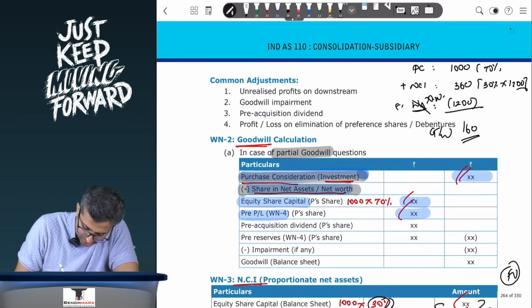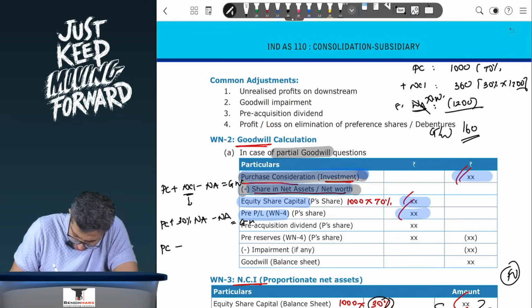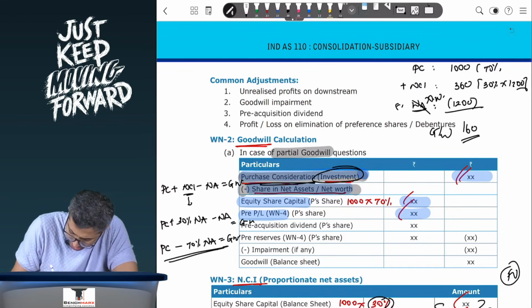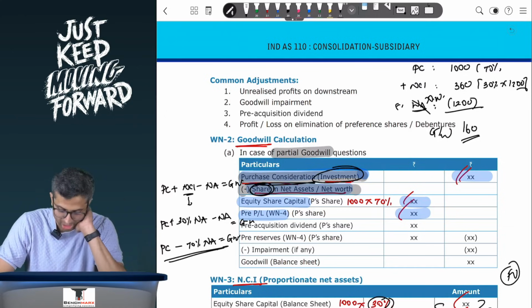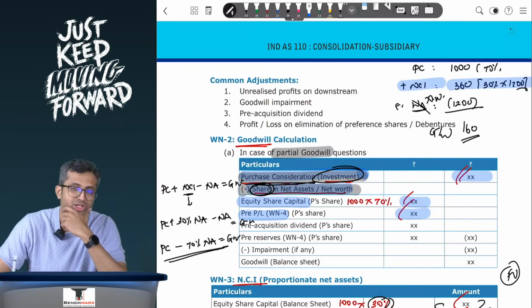So if I were to put an equation, this is PC plus NCI minus net assets is equal to goodwill. Now NCI over here in proportionate net assets is 30% of the net assets only. So this is PC plus 30% of net assets minus net assets equals goodwill. If I take net assets common, this is PC minus 70%, that is your share of the net assets, that will give you goodwill. And hence what I try to do over here is, I compare the purchase consideration directly with my share in the net assets or net worth as on the date of acquisition. That will give me goodwill, but that can only work if the NCI is using the proportionate net assets method, this shortcut.